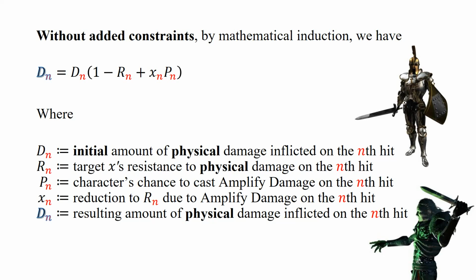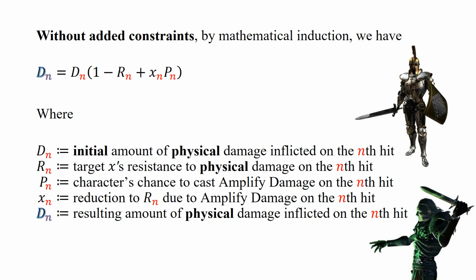And in the same sense, P sub n for any n could be scaled in accordance to the probability to hit on that nth hit. You would just have P sub n replaced with the conditional probability. That is the chance that you cast amplified damage given that you have hit. So, this equation already has the necessary variables to account for those nuances.